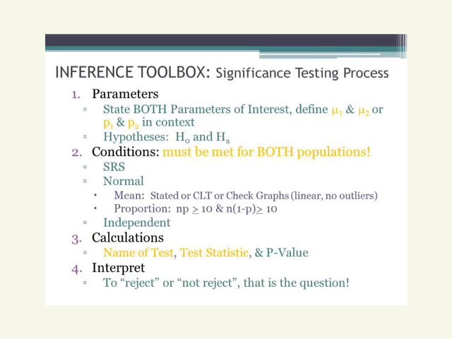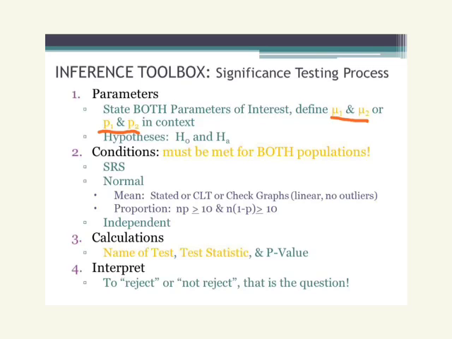But you can see here we've got mu1 and mu2, or we're going to have p1 and p2, because again, we're dealing with two populations. Now that is also going to affect our hypothesis step, and we're going to look at that on the next slide. When we get to our conditions, the same idea behind the conditions apply.